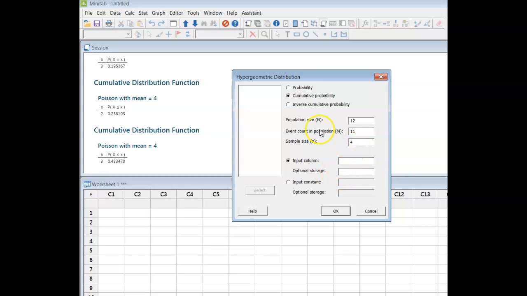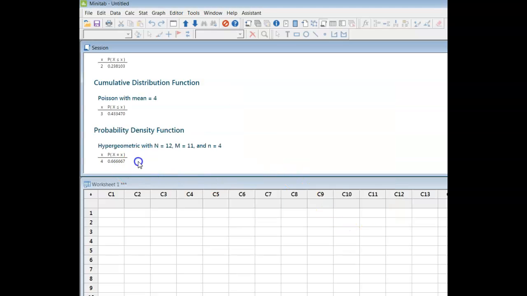So in this case, we're simply going to want to know the probability that x is equal to 4. So I input my constant of 4, and there's my answer. So roughly a 67% chance that all 4 of the ones we picked had eaten the homemade ice cream.